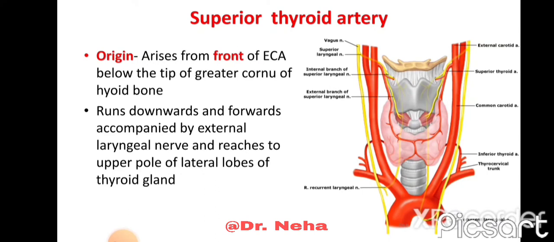Next we have superior thyroid artery. It arises from the front of the external carotid artery and it arises below the tip of the greater cornu of the hyoid bone. It runs downwards and forwards accompanied by the external laryngeal nerve and reaches to the upper pole of the lateral lobes of the thyroid gland. This supplies to the upper part of the thyroid gland.